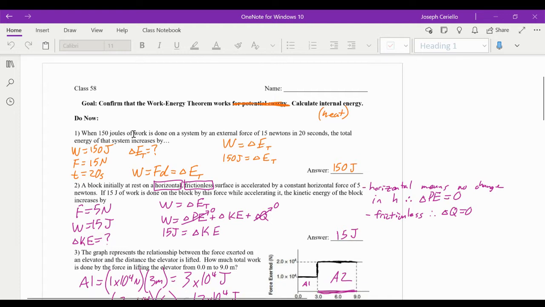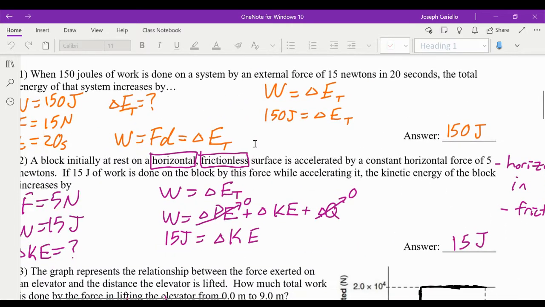So the first question here, we do 150 joules of work. It asks for how much the total energy of the system increases by. That's your answer, 150 joules. By definition, work is equal to the change in total energy of the system.